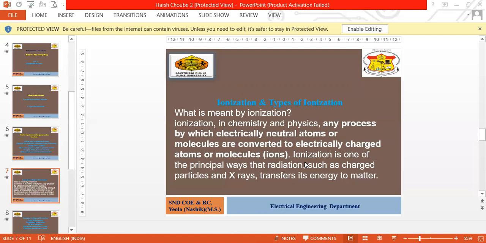So simply, what is meant by ionization? Ionization is any process by which electrically neutral atoms or molecules are converted to electrically charged atoms or molecules, that is, ions. Suppose an atom is electrically neutral because the number of protons is equal to the number of electrons. If electrons are removed, that atom becomes a positive ion, because the number of protons is greater than the number of electrons. This process is called ionization.